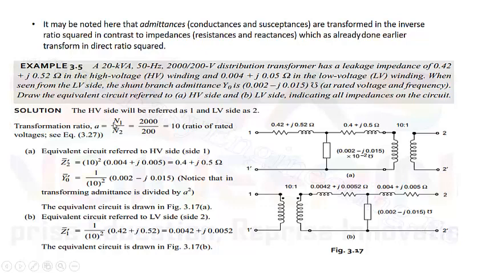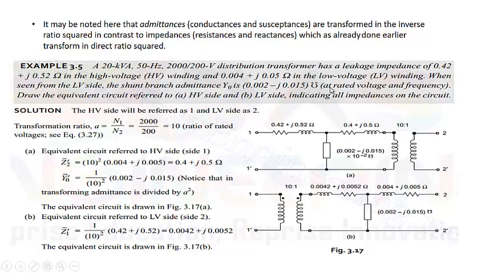Now the high voltage side will be referred to as 1, that's primary, and the low voltage side will be referred to as 2, let us say secondary. So the transformer ratio is N1 by N2, that's 2000 by 200, that's 10. Now the equivalent circuit referred to the high voltage side: the high voltage winding values remain as they are, because they are calculated from the high voltage side. Now we have to change only the low voltage winding. The low voltage winding impedance will be multiplied by the ratio squared, that is 10 squared, that is 100.